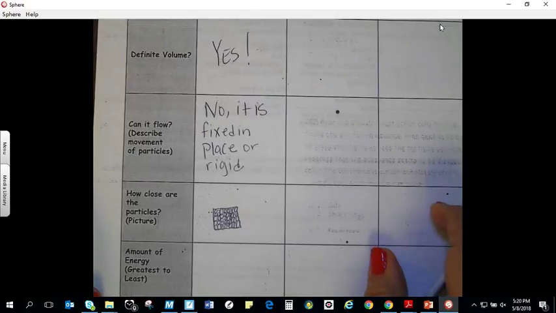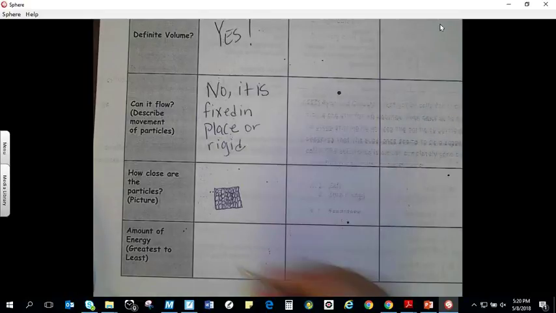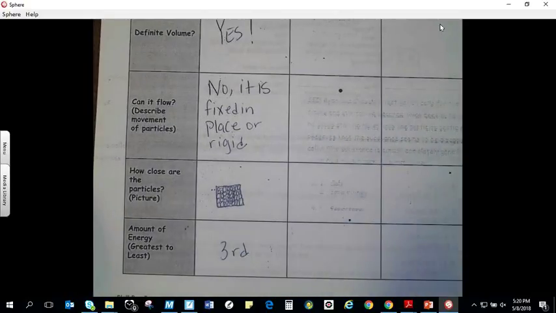Okay. Now, the amount of energy that it uses. Does a solid use a lot of energy? No. It's going to just be in one place. So that's really the third. I guess we could have saved that one for last. But that's what we're needing to know.